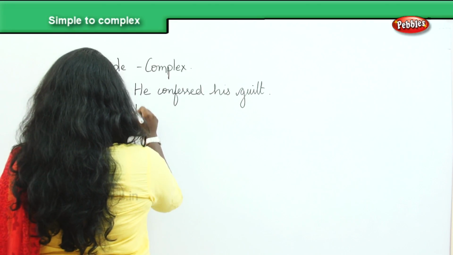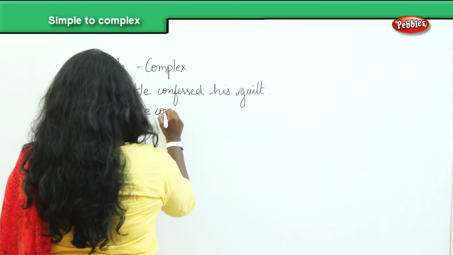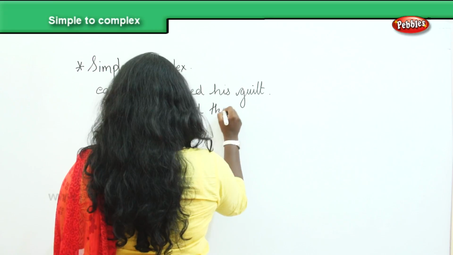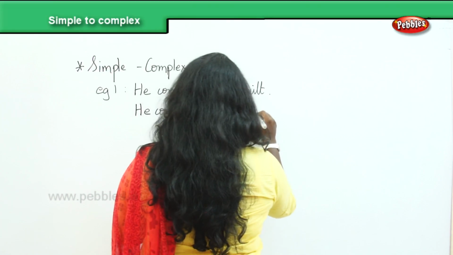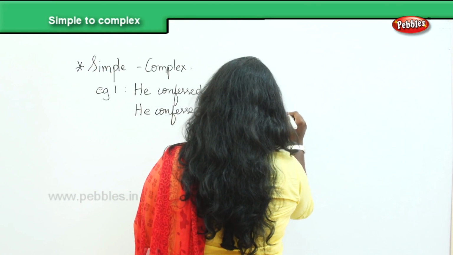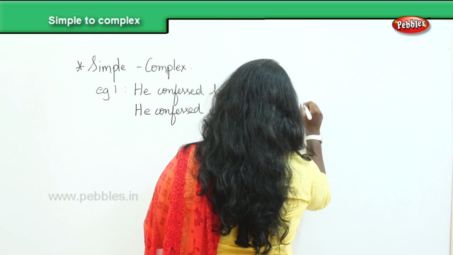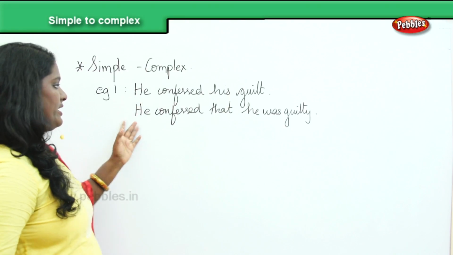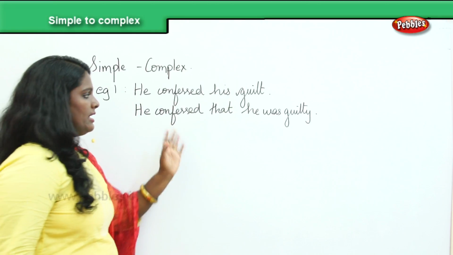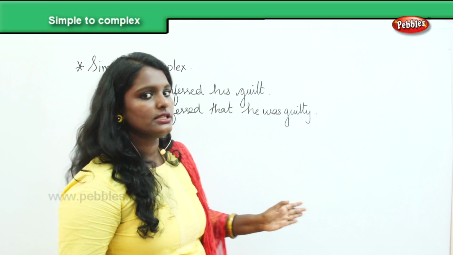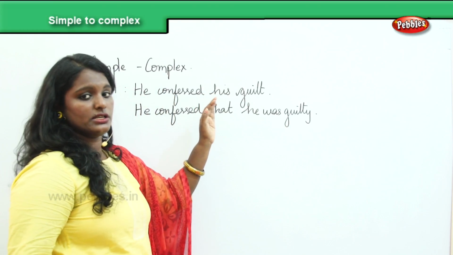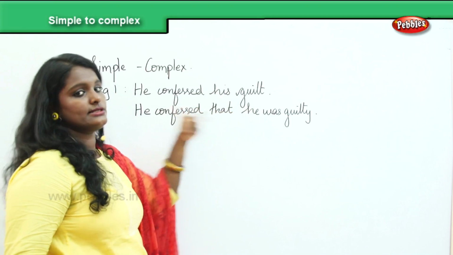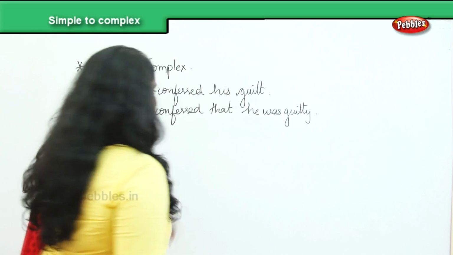So he confessed that he was guilty. So that is how I convert it into a complex sentence. So he confessed again is the main clause, and that he was guilty is the subordinate clause. As you know, because the subordinate clause cannot sustain nor can it give any proper sense to the sentence without the help of the main clause.